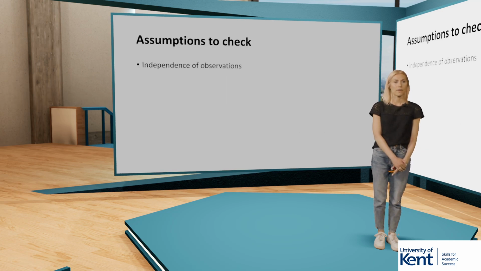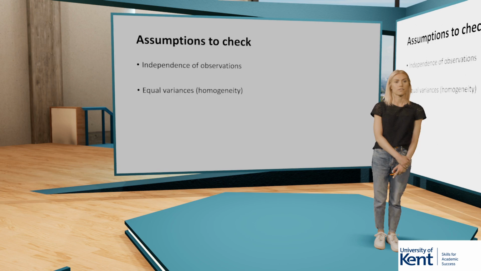For an ANOVA to be valid, there are a few assumptions to meet. Independence of observations. This means that each observation or data point must be independent. The groups themselves must also be independent of each other. For example, there must be different individuals in each group, with no individual being in more than one group.